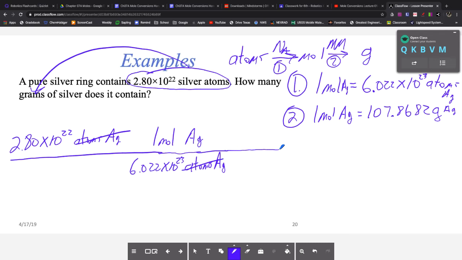And then to change it from moles to grams, we're going to be using the molar mass. Since we have moles on top, now we want to put the mole part on the bottom so that it'll cancel. So we put our 1 mole on the bottom. We put our 107.8682 grams of silver on top. Moles cancel out. Then all we have to do is calculate it.